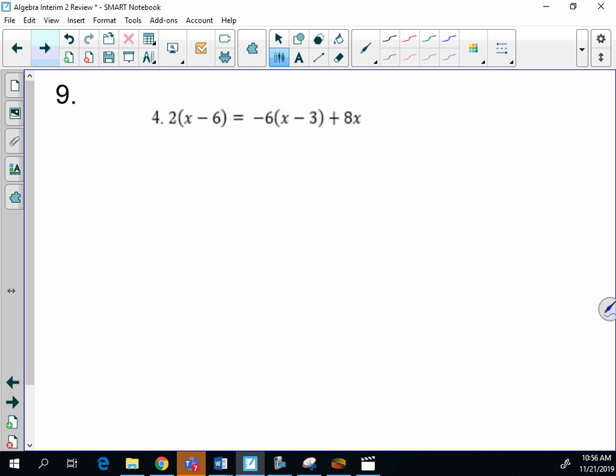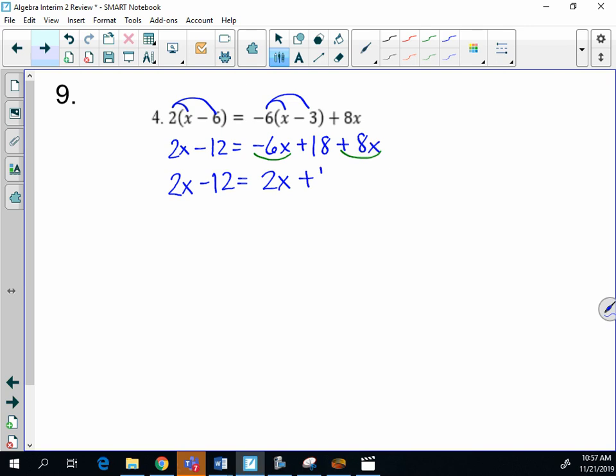This last one, because of the choices we were given, we are expecting it to be no solution. Let's see if that's true. 2x minus 12. On the right side, negative 6x plus 18 plus 8x. Let's put our like terms together. On the left, we don't have any, so we copy it down. On the right, we have negative 6x plus 8x, which gives us 2x, and then we have plus 18.